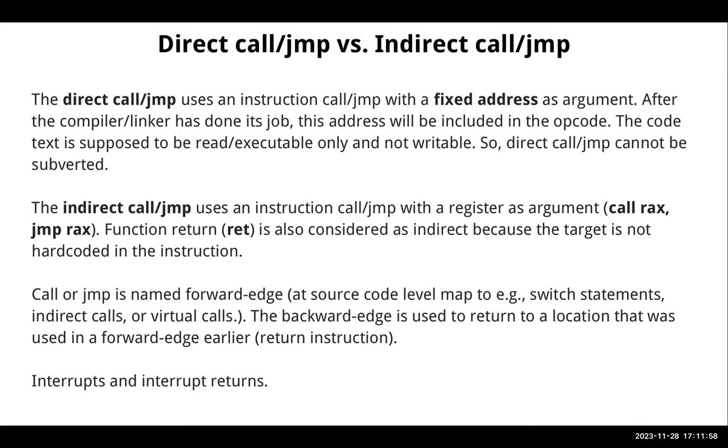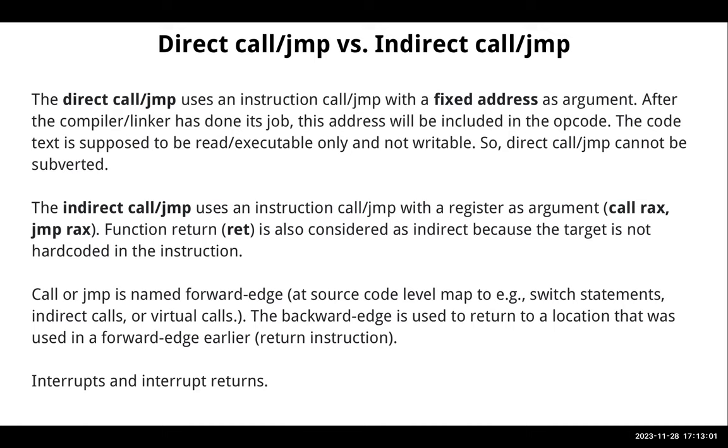Before that, let me emphasize one more time what an indirect call and indirect jump are, and what a direct call and direct jump are. In a program, direct jumps or direct calls are call and jump instructions with a hard-coded address as the argument. So it's a fixed address. After the compiler or linker does its job, this address will be included in the opcode. So it's part of the code. And the code part, you can make it read-only or executable-only. So it's not writable, and attackers will not be able to change that part of the code. So direct calls and direct jumps cannot be subverted either, because they are hard-coded.